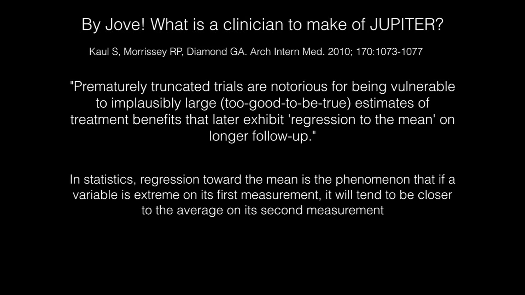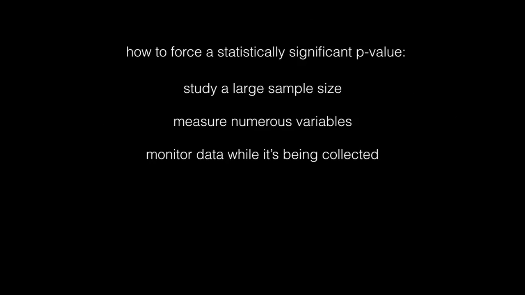So these investigators can force a statistically significant p-value by studying large numbers, and that's why these n's are always in the thousands. Some of these studies have 4,000 or 5,000 people per group, some even more. They measure numerous variables, numerous composite outcomes. They don't just measure one thing. If you measure 20 things, with a p-value less than 0.05, you're going to get that at least 1 in 20, maybe more. And then they monitor the data while it's being collected.